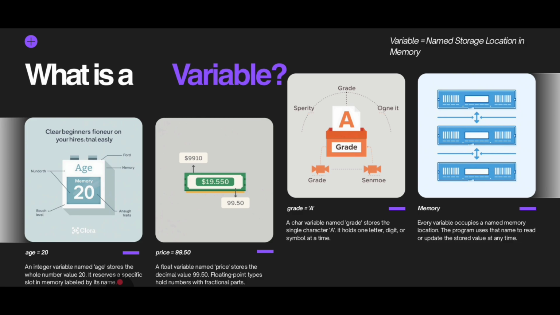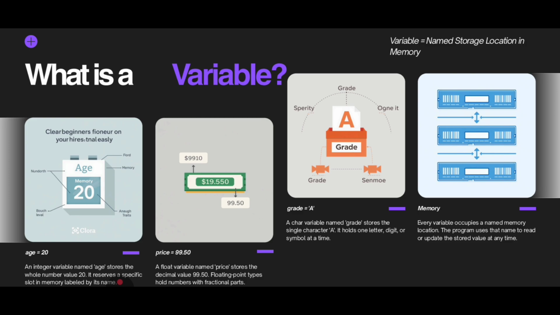price = 99.50. This is a float variable. The keyword float reserves memory for decimal numbers. So price holds 99.50.